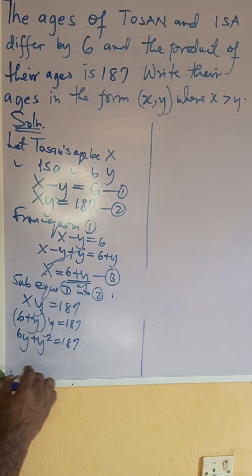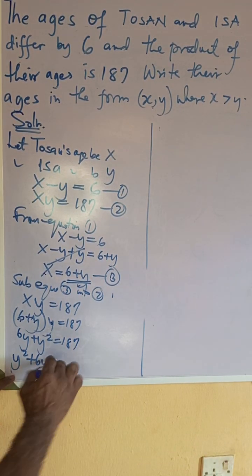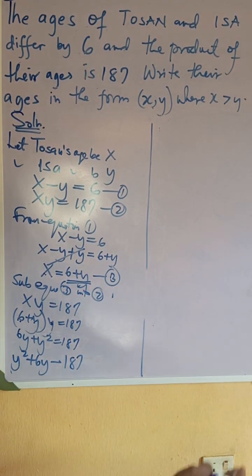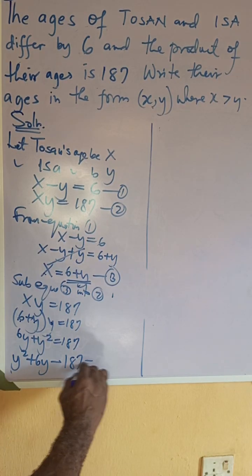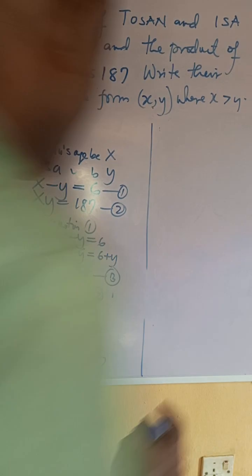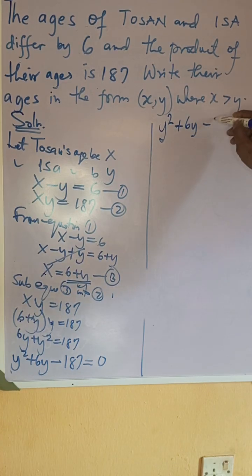If we try to rearrange it, we will have y square plus 6y minus 187. This 187 is on the right hand side. We moved it to the left hand side. In doing that, the positive sign it originally carried changed to minus, and the whole right hand side is now equal to 0. So y square plus 6y minus 187 equals 0.